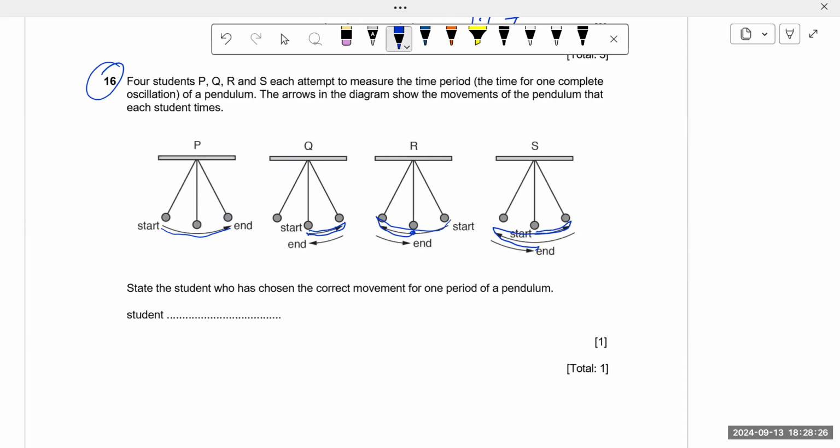Okay, which student? Of course it's S, because S is the only one who has timed it from one point until it passed by all the other points and then back to the starting point again, okay?